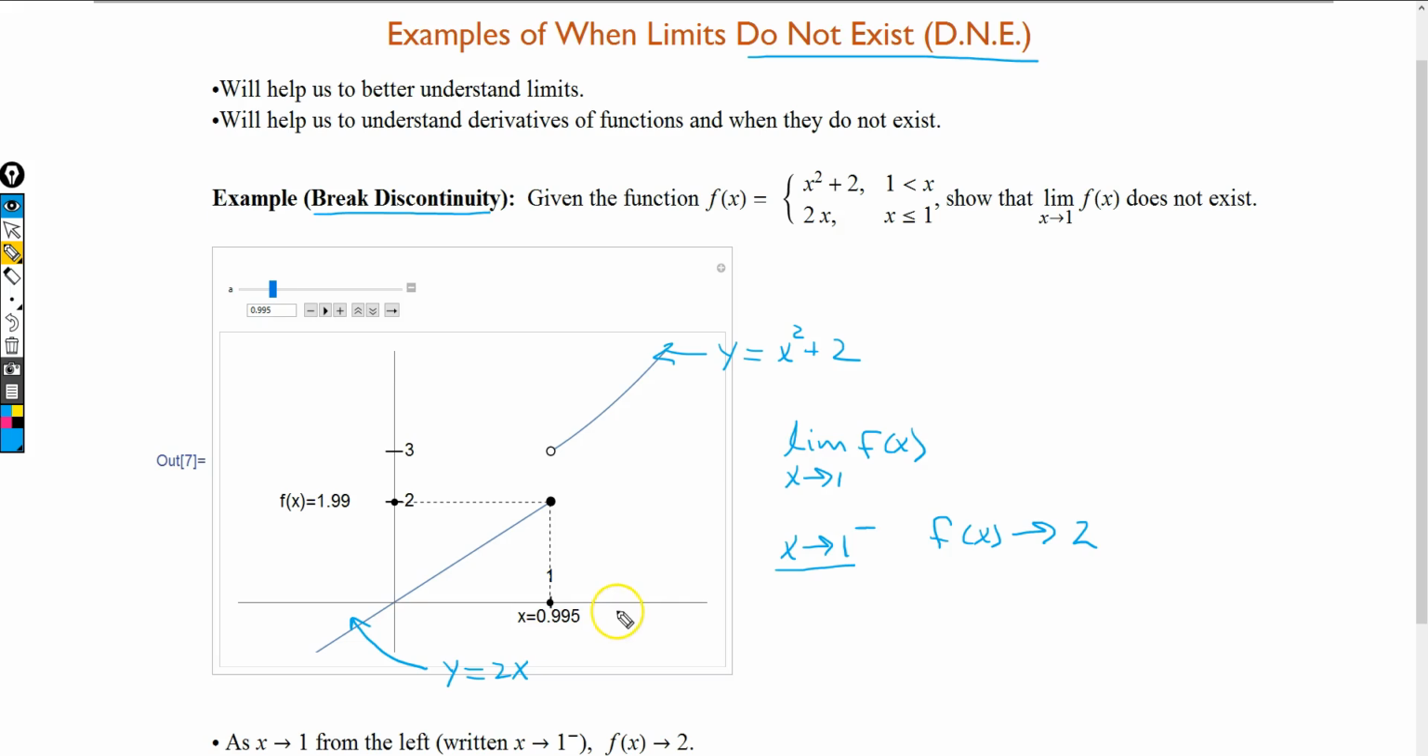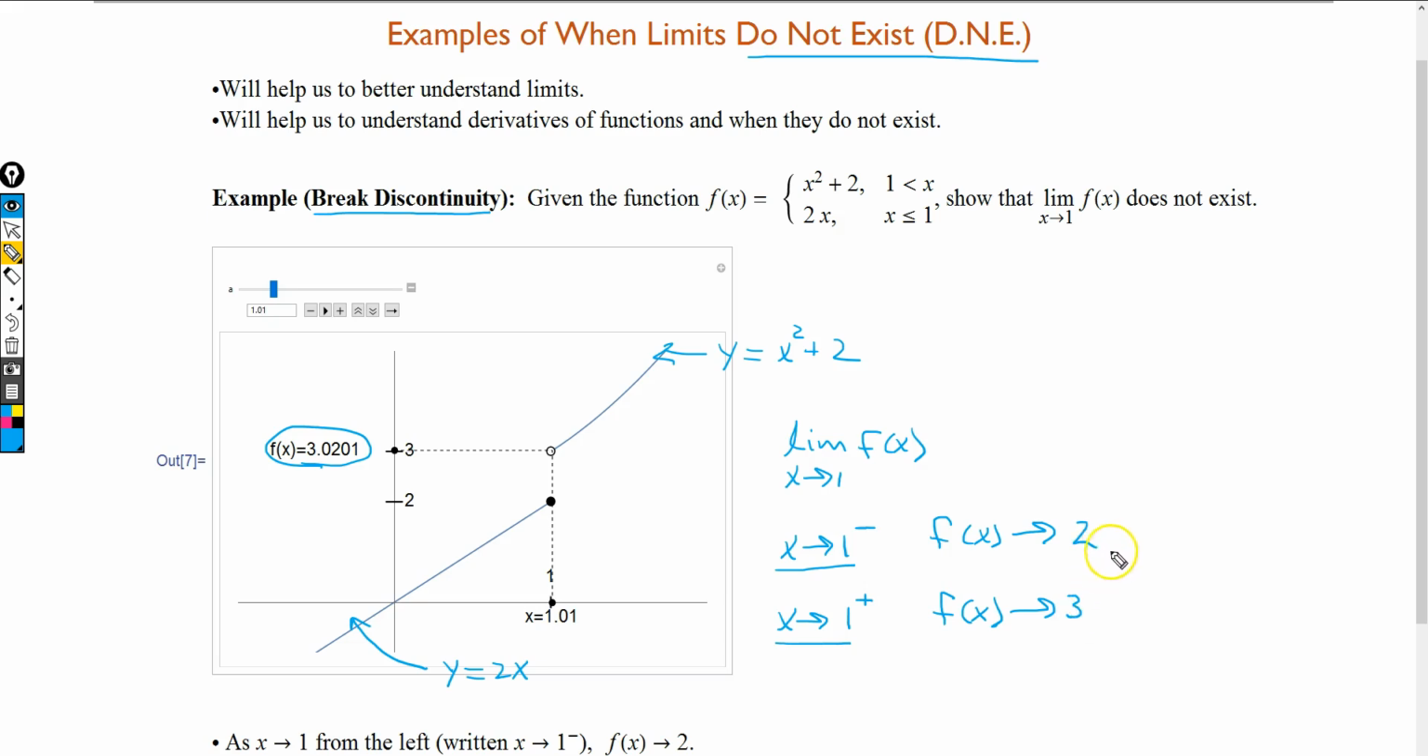Now let's see what happens as x approaches 1 from the right side. So now we'll step x in towards 1 and keep an eye on the values on the y-axis. It looks like they are getting closer and closer to the number 3. They're getting very close to the number 3. And as x approaches 1 from the right side, which we indicate with a little plus, meaning x is getting close to 1 from the right side, or from the larger side, f of x is approaching the number 3.